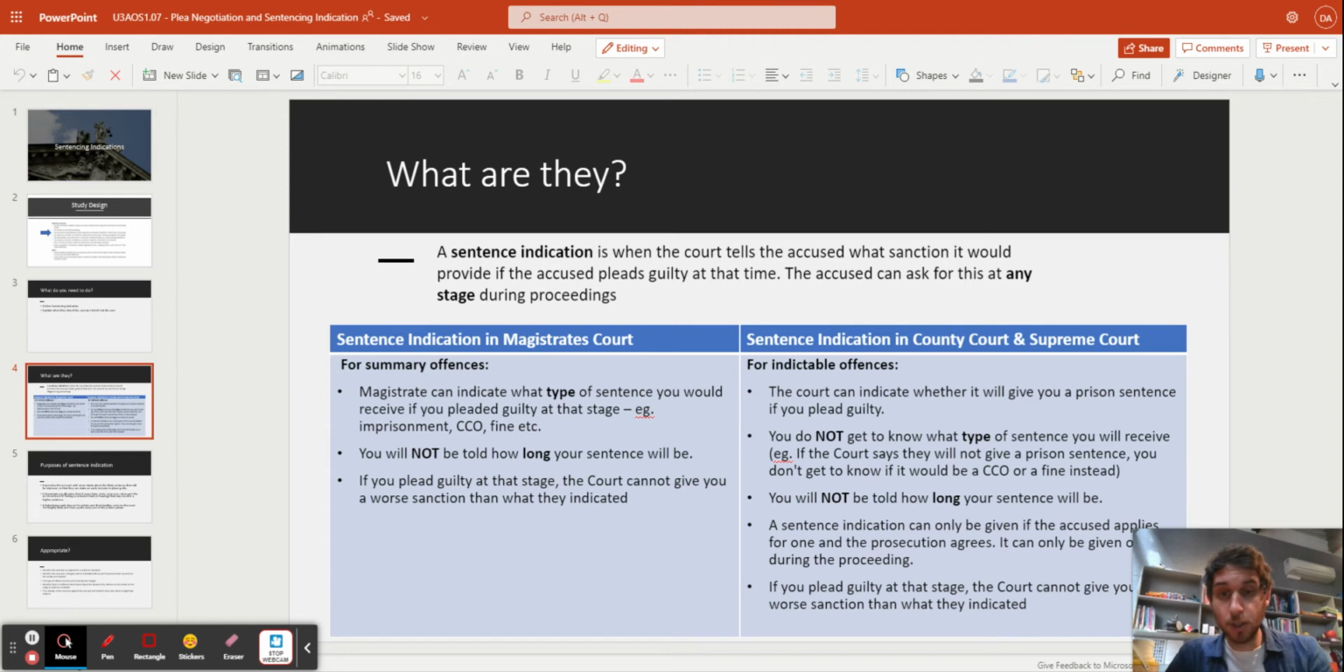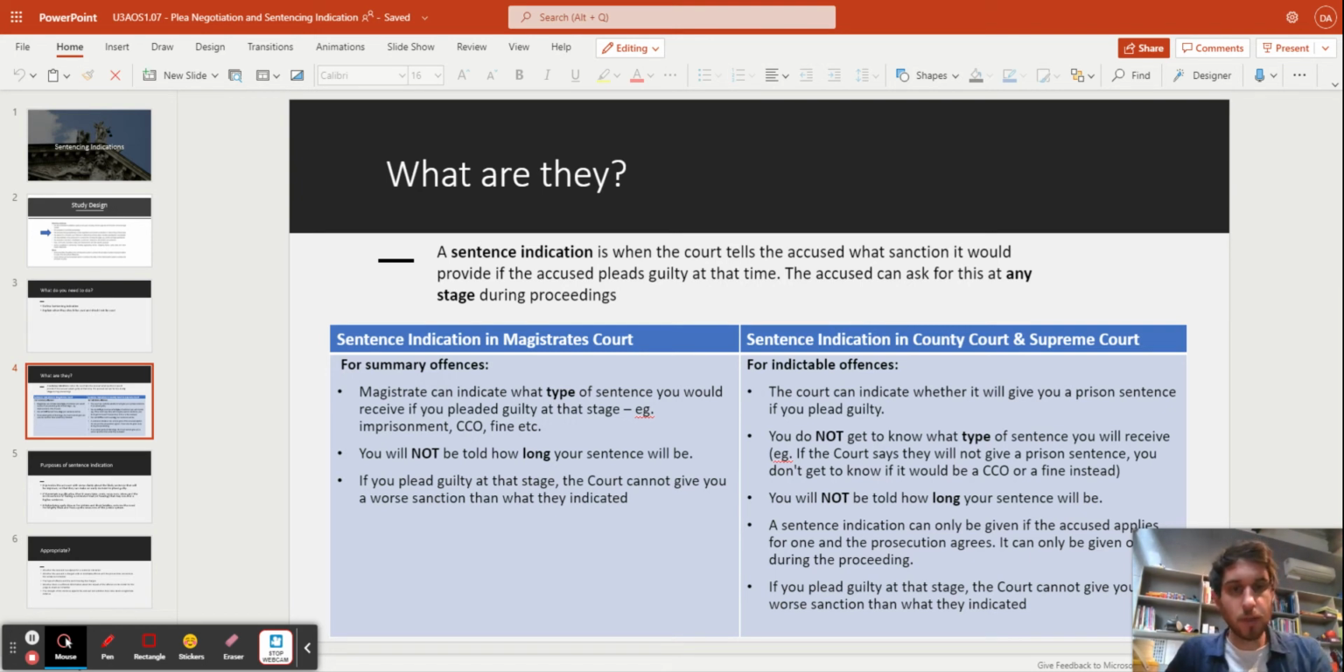What they can't tell you is how long your sentence is going to be. They can't tell you how long you would go to jail for. They can't tell you how big your fine is going to be. So they can tell you the type of sanction, but not how long it will be. And with both types of sentence indications, whether you're at the magistrate's court or the County or Supreme Court, if you plead guilty after hearing that sentence indication, the court can't go back on their word. So if they tell you you're not going to jail and then you plead guilty, then they can't send you to jail.